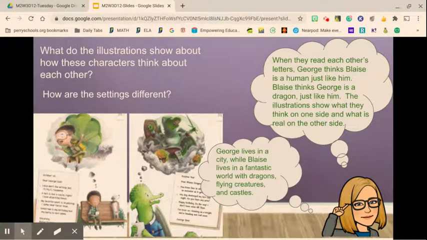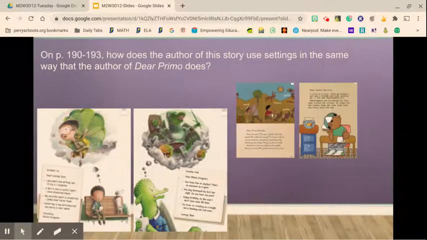How is the setting different? Well, the setting is different because George lives in a city. You can see him sitting on a bench with his dog. And Blaze lives in a fantastic world with dragons, flying creatures, and light castles.